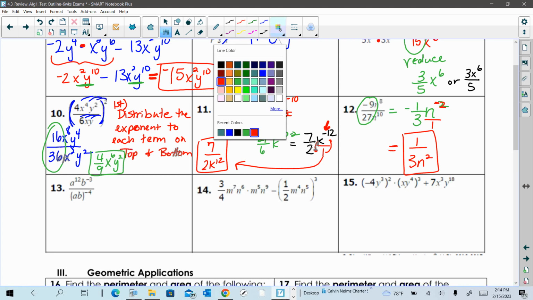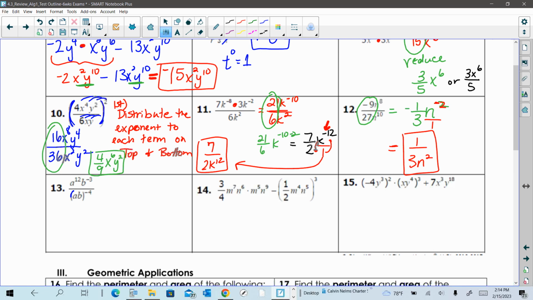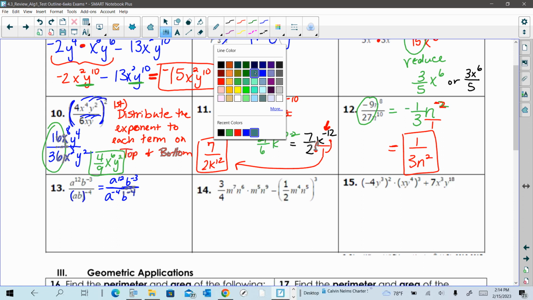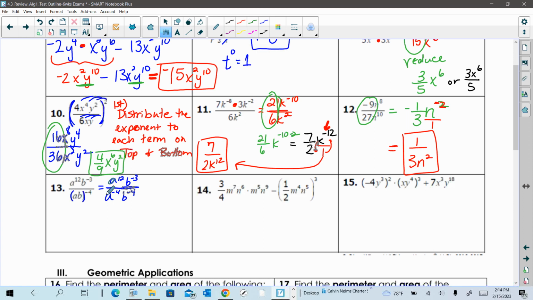When you get to 13, you're going to need to do the power rule first. So when I rewrite this, we keep everything on the top the same. But here this becomes a to the negative 4 and b to the negative 4. And this is now the quotient rule, so we're subtracting the exponents. I'm just going one letter at a time, so if I look at this first letter, which is the a's here.